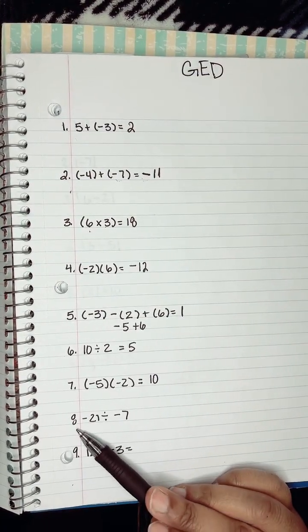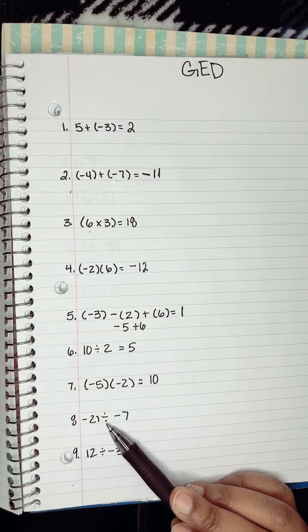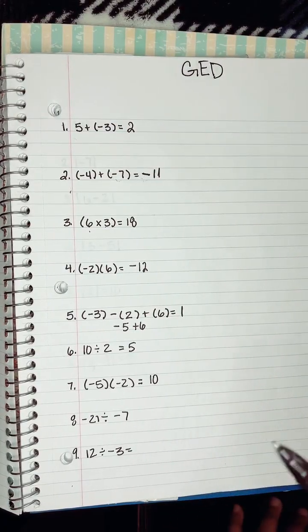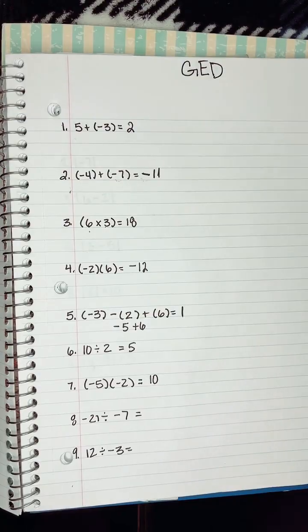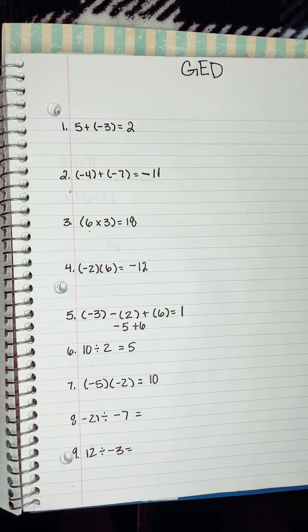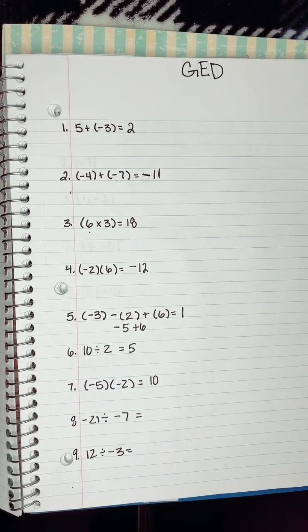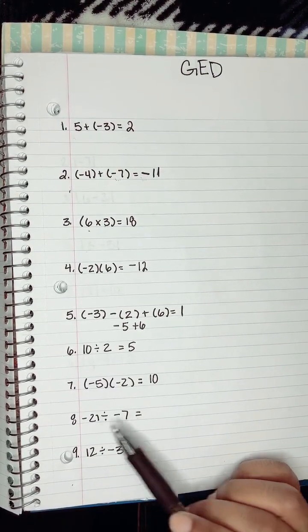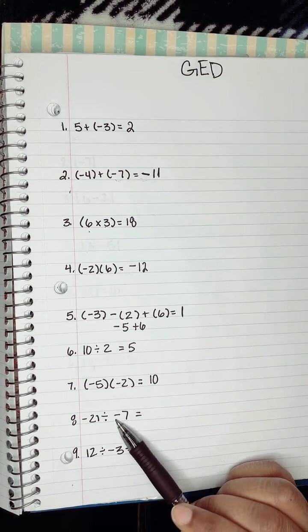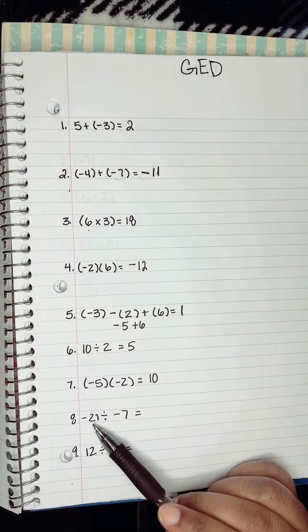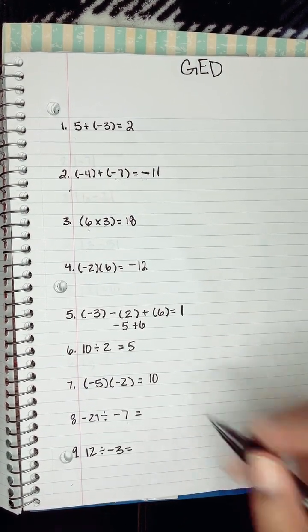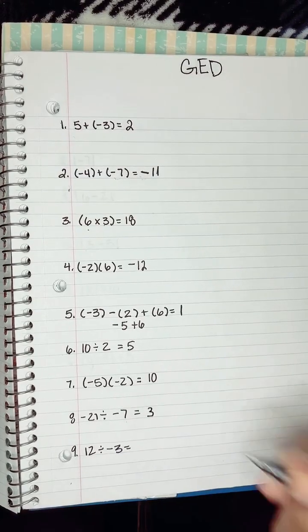What about number 8? -21 divided by -7. What do we get for that? I see the 3. 3. Good. 3. 21. Okay, a negative divided by a negative is a positive. And then 21 divided by 7 is 3.